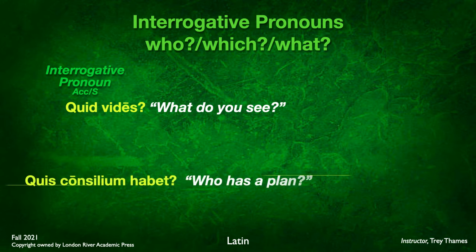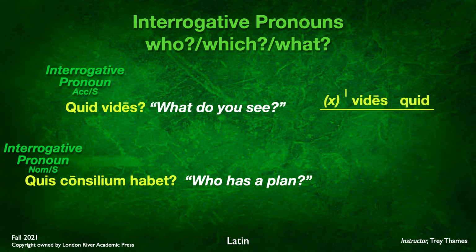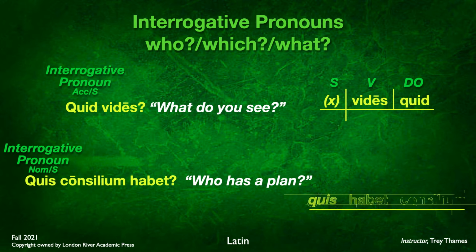All right. Let's look at quis consilium habet. The interrogative pronoun here is quis. It is the nominative singular form. And the translation is, who habet, has, consilium, a plan. Who has a plan? So quis here is the subject, and in the first example, quid was the direct object. Just diagramming these out so you can see how they fit. The subject is attached to the verb vides, second person singular, so it's you see, and the direct object is quid. All right, here is the second sentence. Quis is our subject, habet is our verb, and consilium is our direct object.